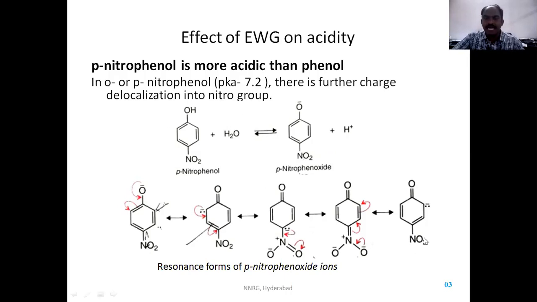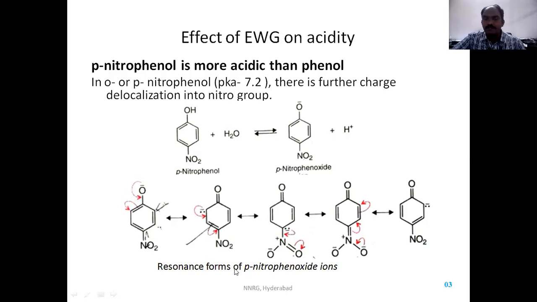If you see the mechanism involved here, the resonance forms of the para-nitrophenoxide ion, we know that the pair of electrons is delocalized into the nitro group. It means the conjugation is more, the electron delocalization extends into the nitro group, so the stability of the phenoxide is more. That is the reason para-nitrophenoxide is more stable. We know that the nitro group is an electron withdrawing group.